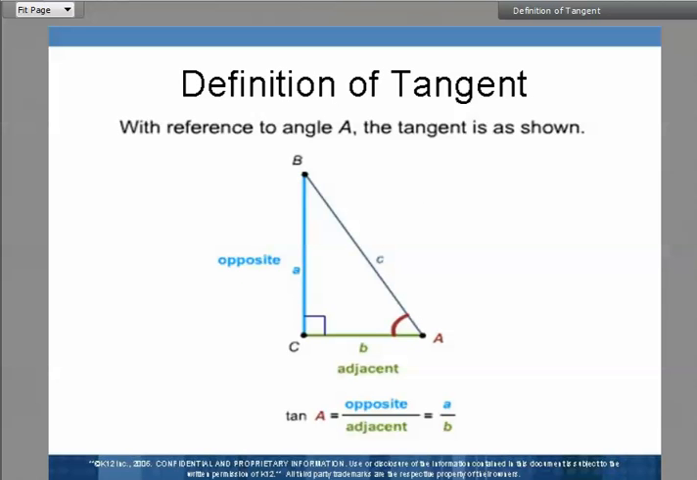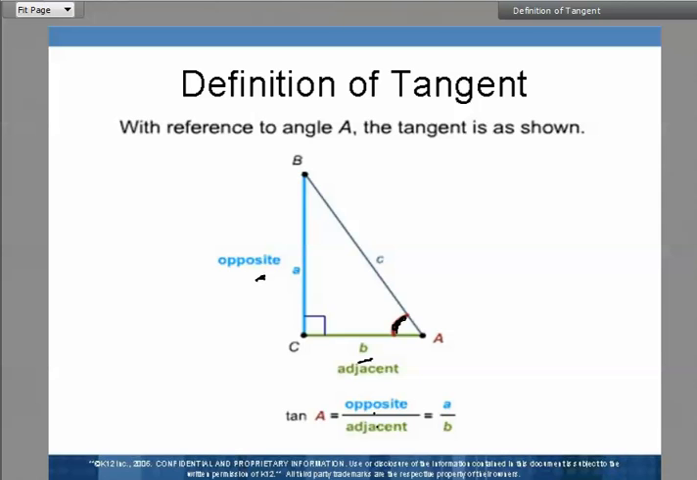Okay? So the definition of a tangent is the opposite side divided by the adjacent. Now, it depends upon what angle you're looking at, which side is the opposite and which one is the adjacent. The hypotenuse never changes. It's the one opposite the right angle. But if you're looking at this angle over here, this side is the opposite side, and this side is the adjacent side.